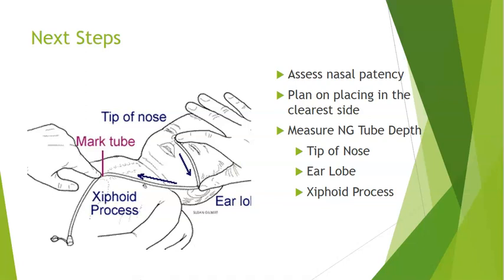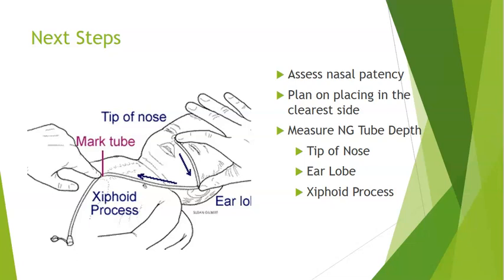We're going to then assess the nasal patency. You want to place the nasogastric tube in the side of the nose that has the clear sounding inhalation and exhalation that feels clear to the patient, especially if the patient has had a history of nasal trauma, like they fractured their nose in the past or have had nasal surgery. Those nasal passages might be smaller than normal. You might need to go down a tube size if that's the case.